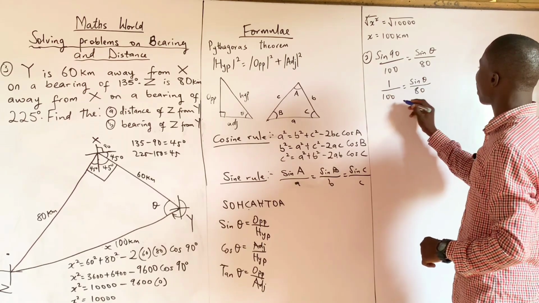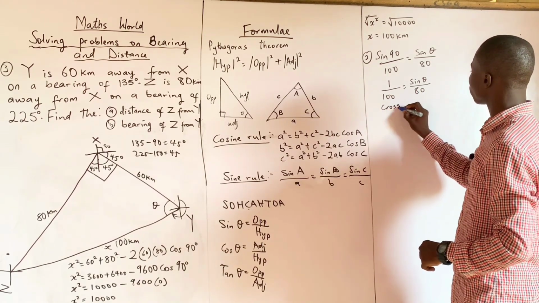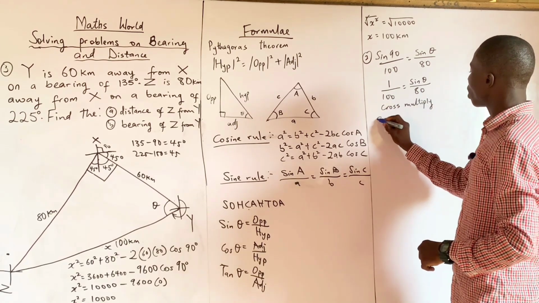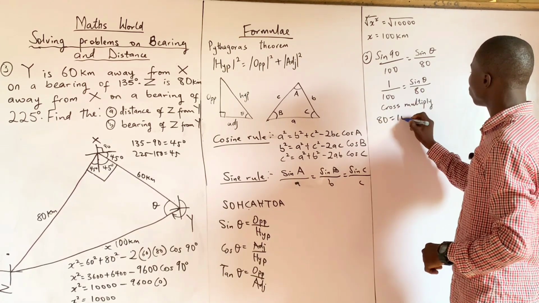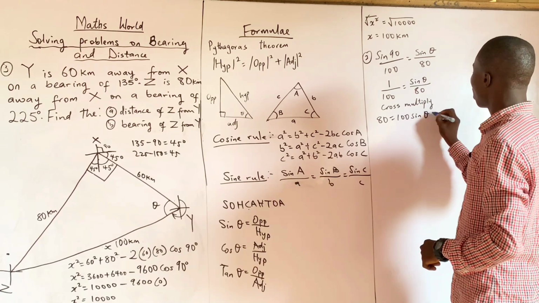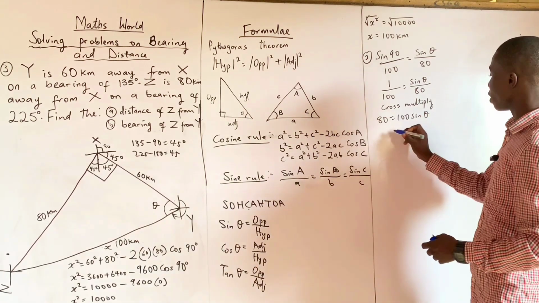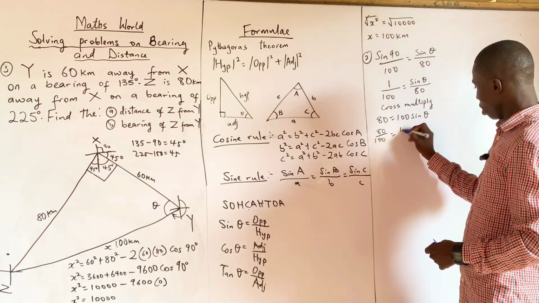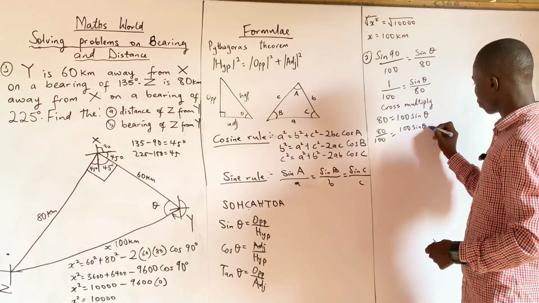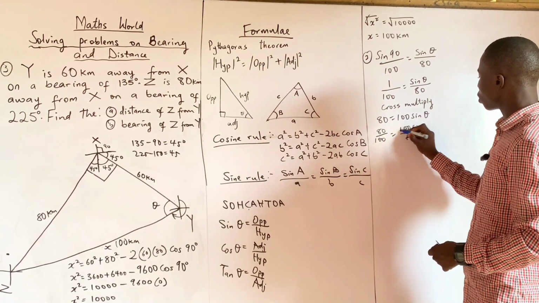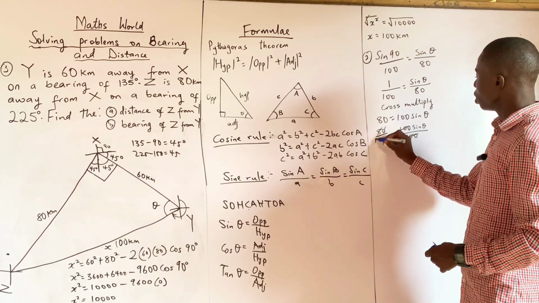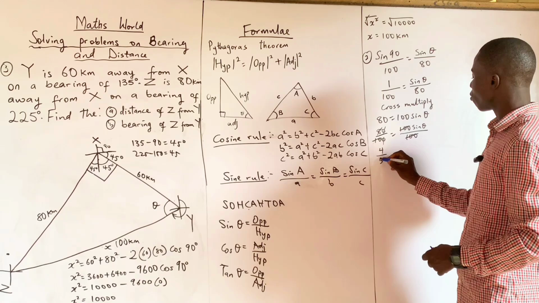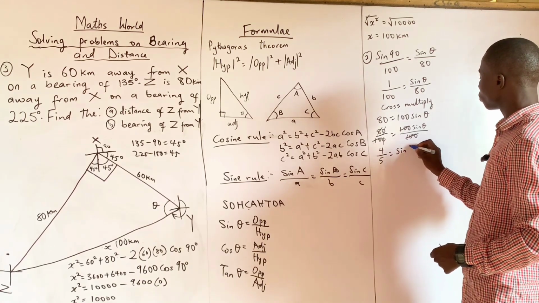I can cross multiply. 80 times 1 will be 80, and 100 times this will be 100 sine theta. So I can divide both sides by 100. It will become 80 over 100 equals 100 sine theta over 100. 100 will cancel 100, 0 cancels 0. Here 2 fours is 8, 2 fives is 10, so 4 over 5 equals sine theta.